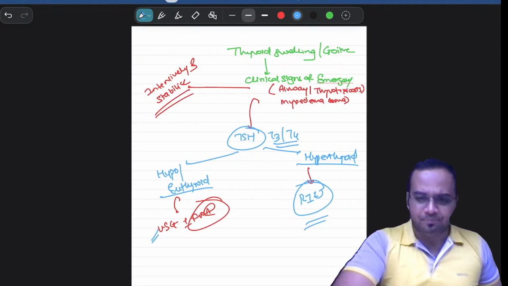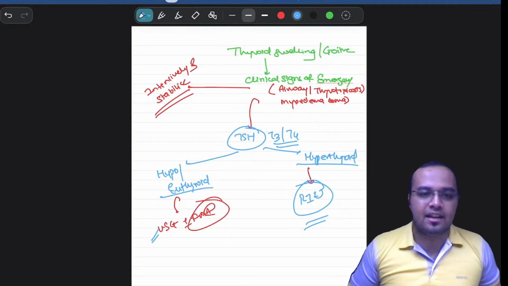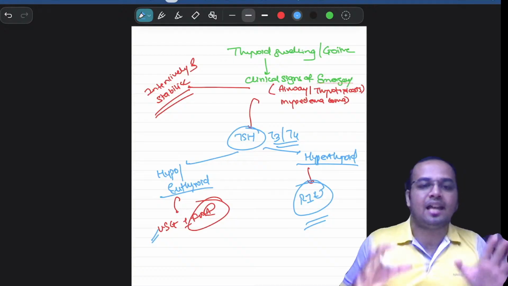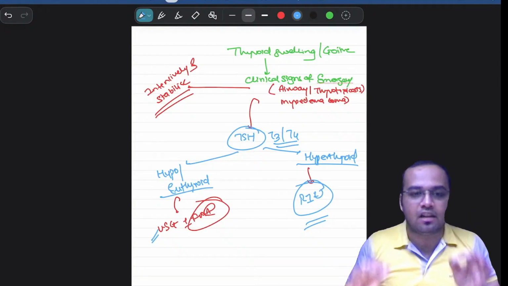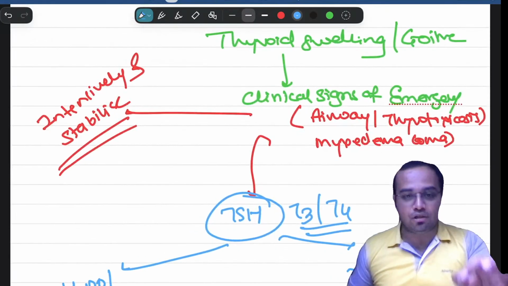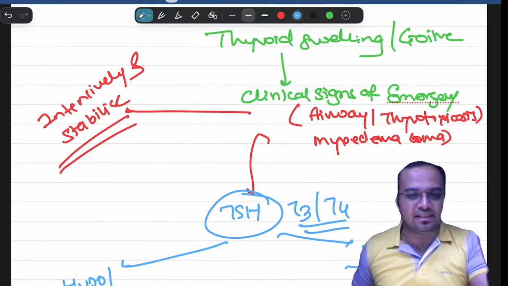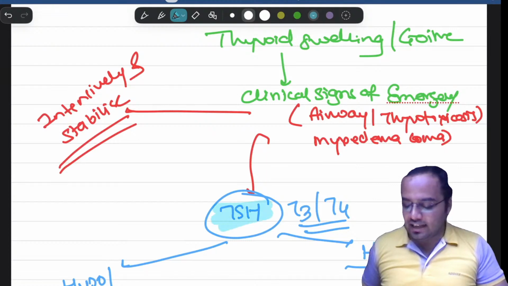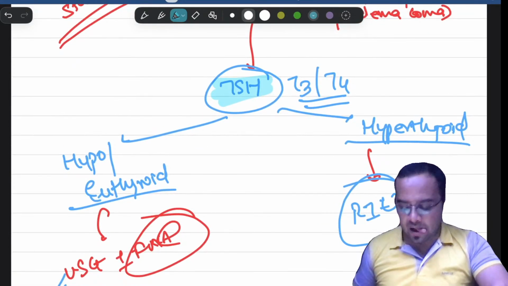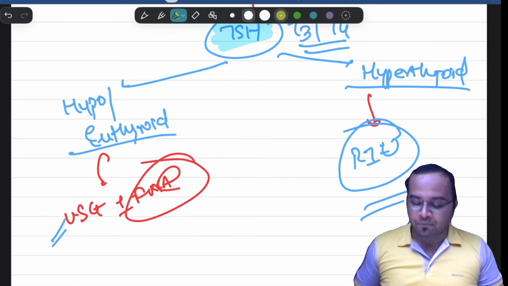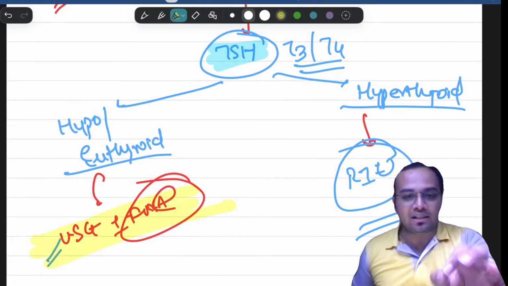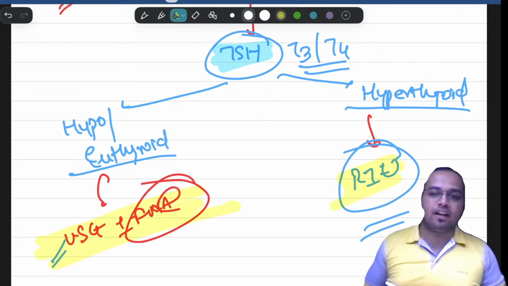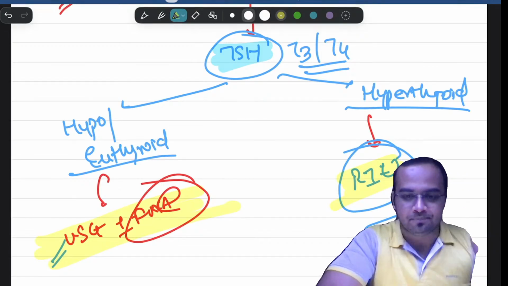Whenever any patient of thyroid swelling comes to you, I am reminding you, I am telling a thyroid swelling, not a functional thyroid problem. A thyroid swelling or a goiter when the patient comes to you. First clinical signs of emergency rule out karo. Send the patient for stabilization. After stabilization, the first investigation you are going to do is TSH. TSH में अगर euthyroid या फिर hypothyroid है तो you are going to go for USG and FNAC. USG plus minus FNAC. And if hyperthyroid है तो you are going to go for radioiodine uptake scan. I hope it is crystal clear.